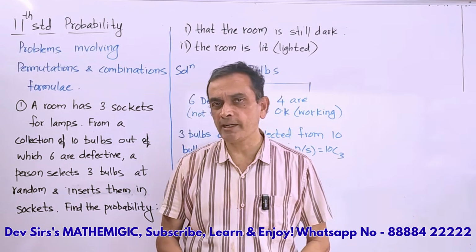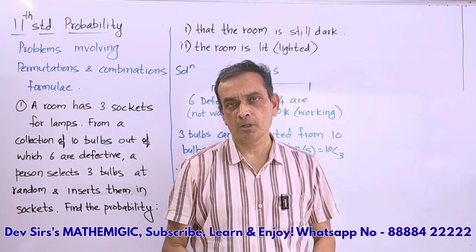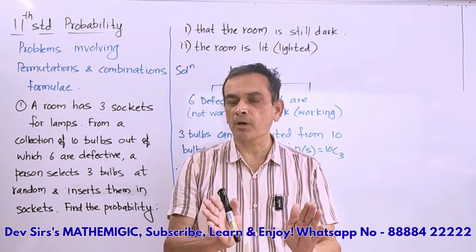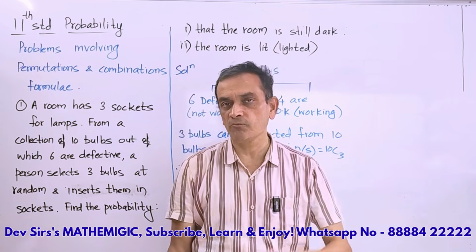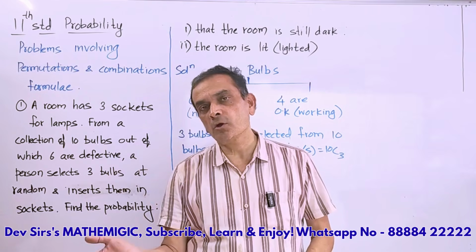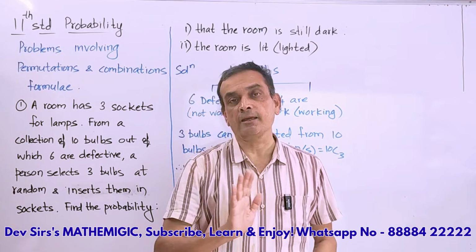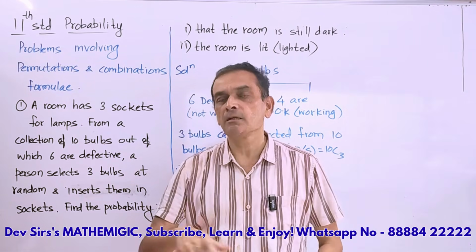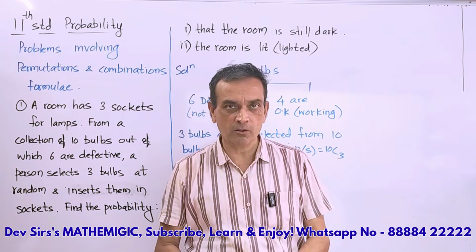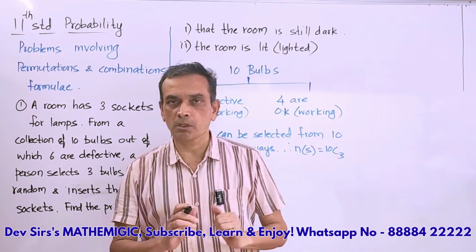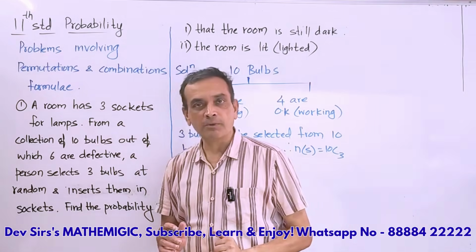11th standard probability, one another problem. This problem is based on formulae for permutations and combinations which you have learned earlier. Permutations और combination के formulae use करके ये problem solve करने वाले हैं. ऐसे दो problem हैं. First we'll take this, then we'll cover up the second one. Right, so let's go to the problem.